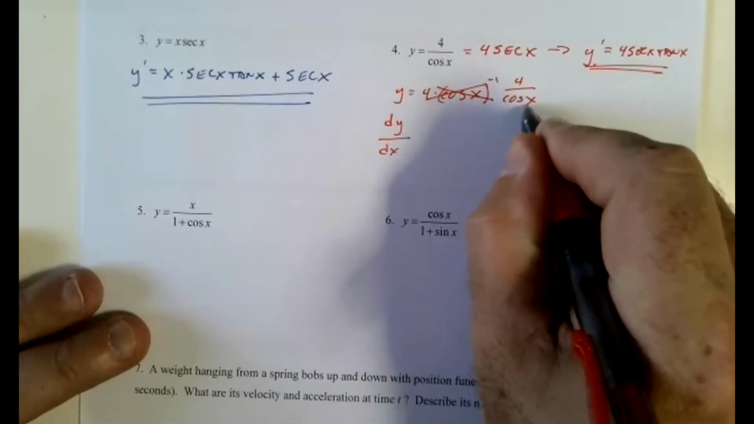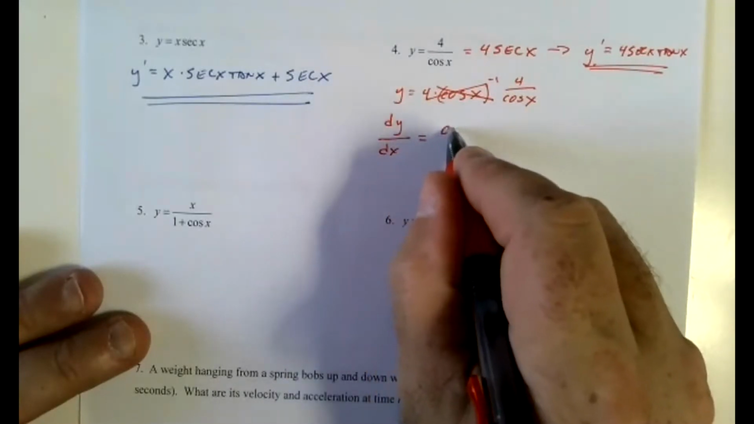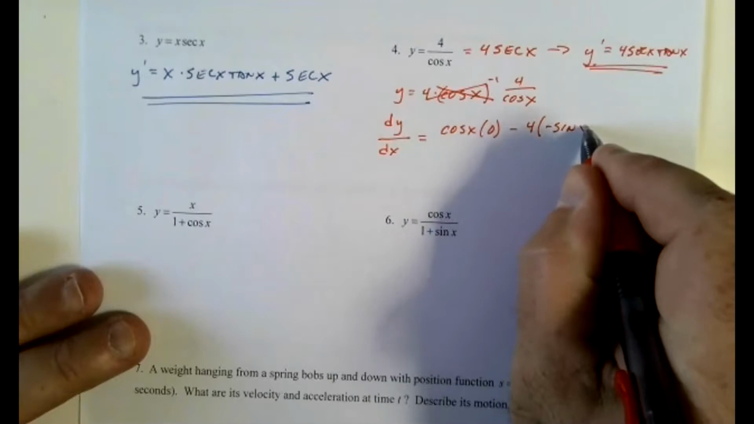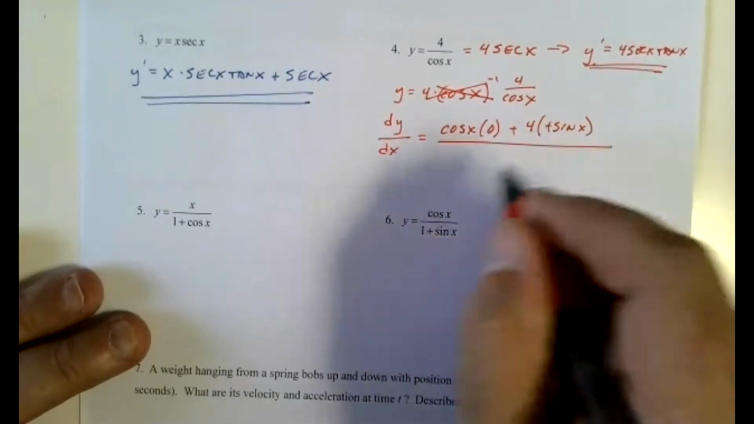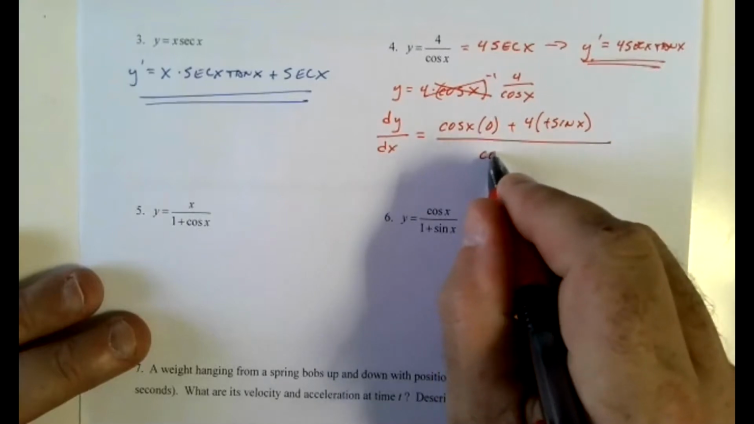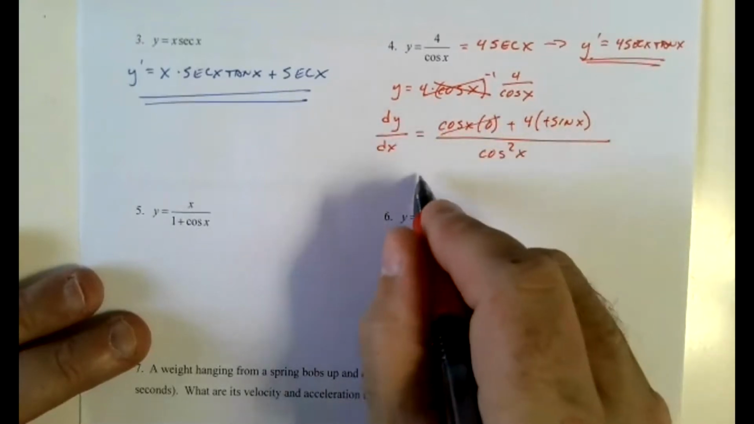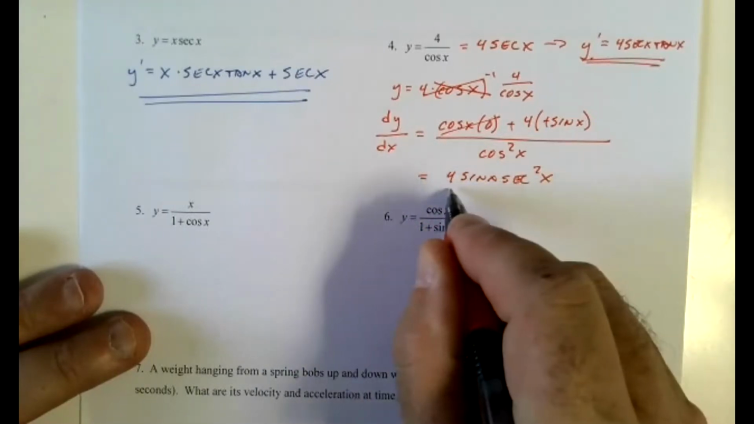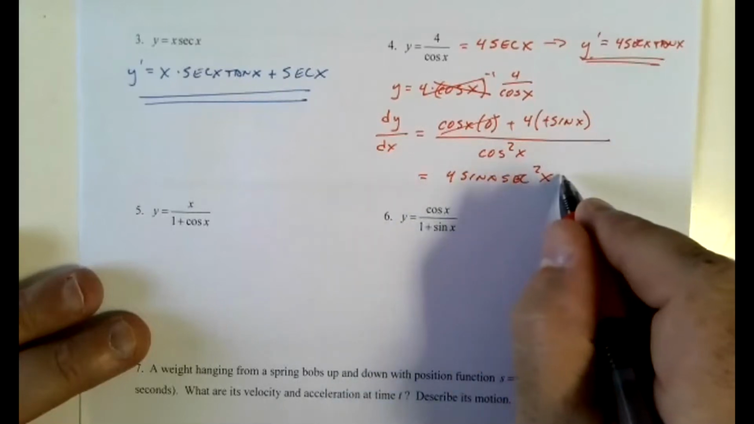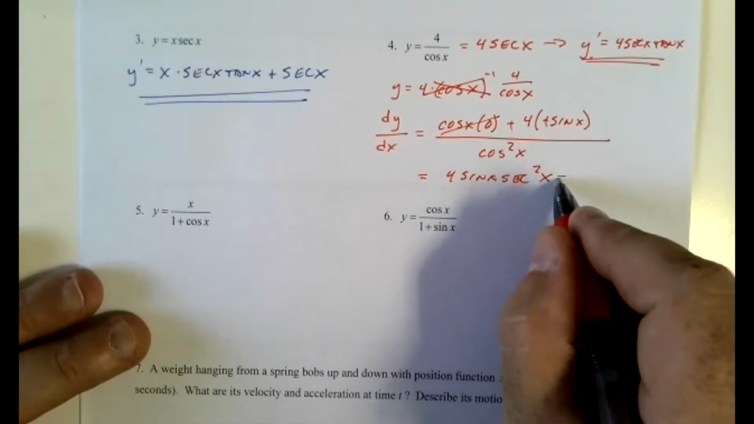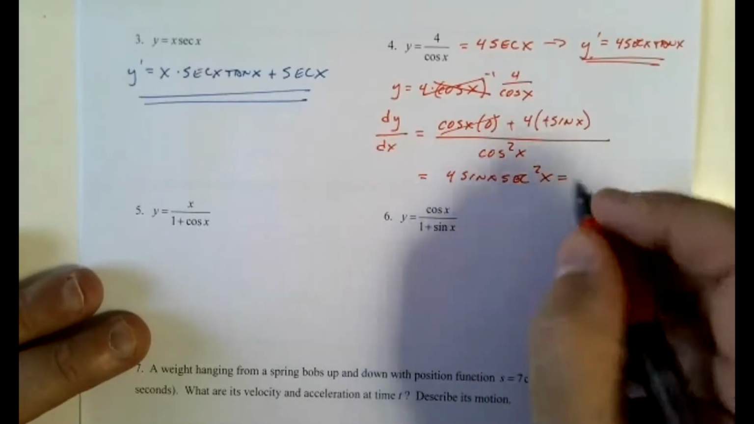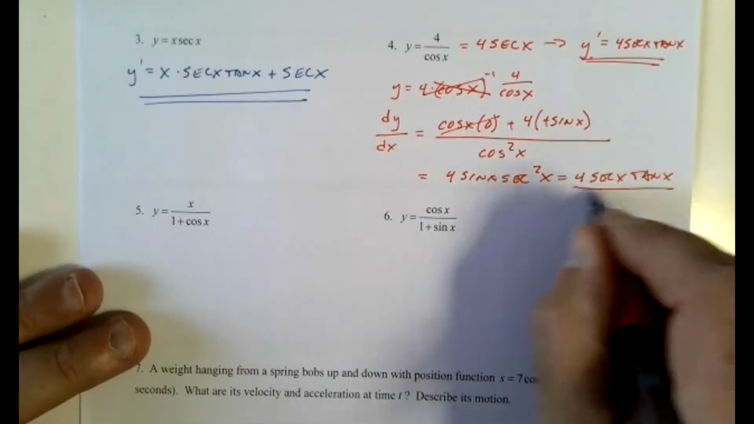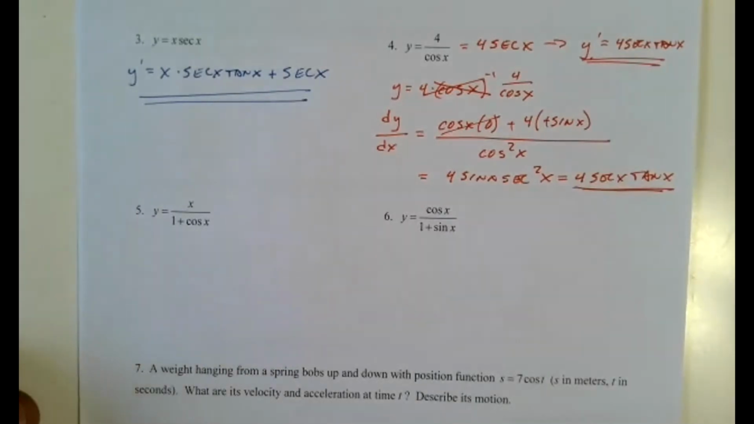4 over cosine of x. And you get low d high minus high d low over low squared, which is 4 sine of x secant squared x. Which is, sine over cosine is tangent, so really we'd rather write that as secant x tangent x. That's the fun thing, is you can do it lots of different ways, but you should always get the same answer.